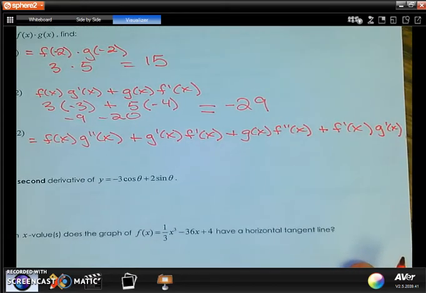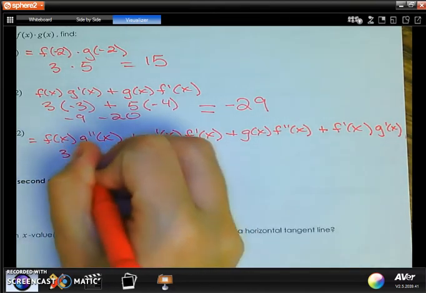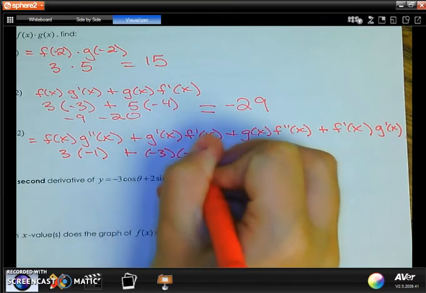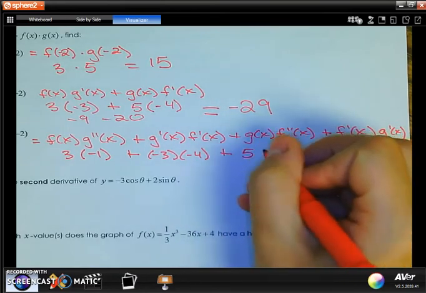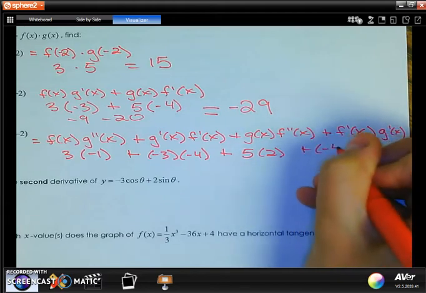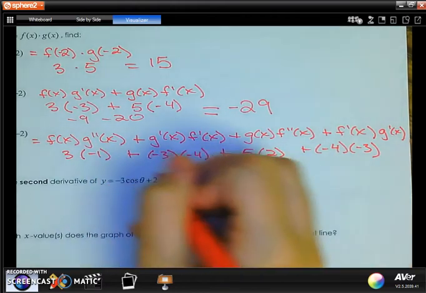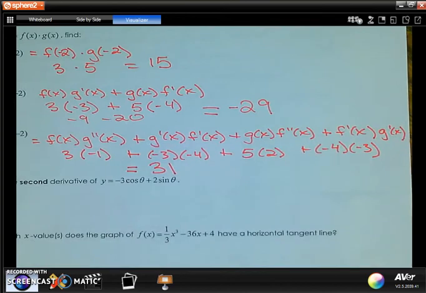And again, now you're just evaluating, you're plugging in -2 for all of these things. So when you plug this in, that'll be 3 times -1 plus -3 times -4. And then I've got g of -2 is going to be 5 times 2. And I've got -4 and a -3. So if you clean that all up, I don't have the room, I'm just going to say that that's going to be 31. Okay, when you clean it all up.